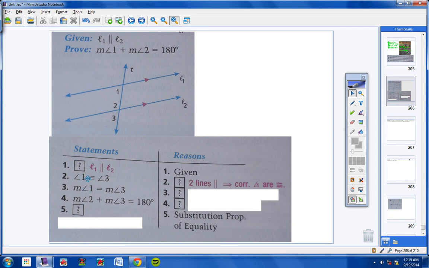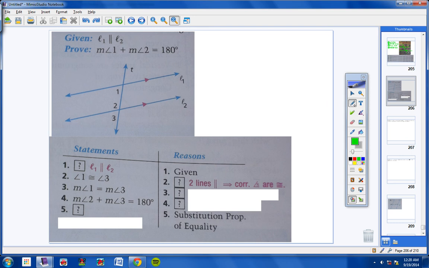Number 2 says, sorry, students, number 2 says angle 1 is congruent to angle 3. And then step 3 says 1's equal to 3. Well, remember, you can do that by definition of congruent angles. The definition of congruent angles is if two angles are congruent, then they have the same measure.